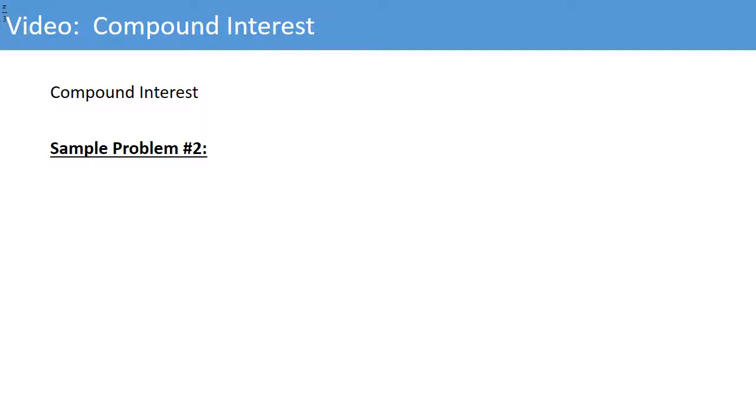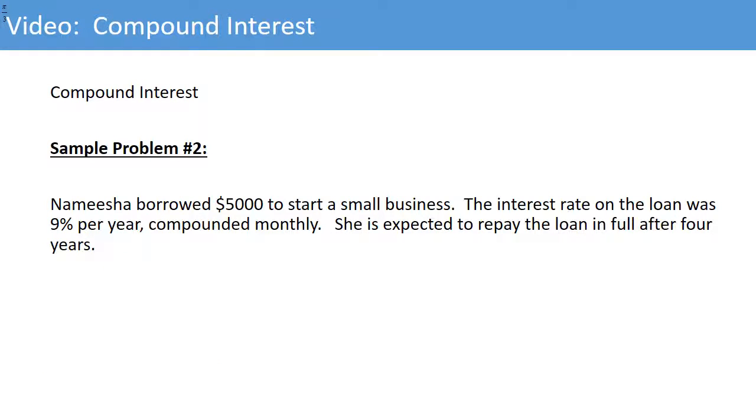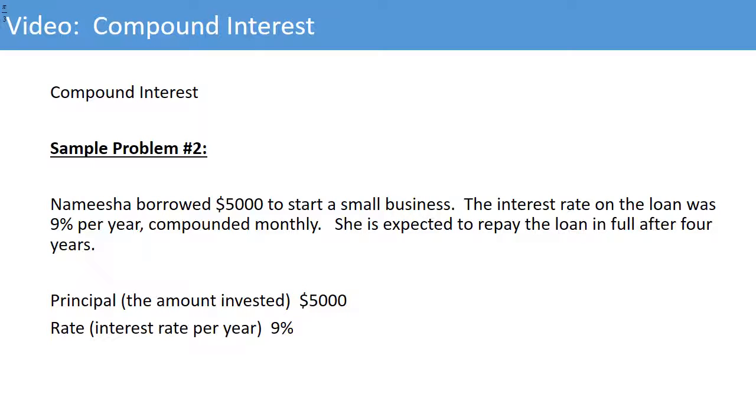Now, let's look at a second question. Namisha borrowed $5,000 to start a small business. The interest rate on the loan was 9% per year, compounded monthly. She is expected to repay the loan in full after 4 years. The principal amount is $5,000. The rate is 9%. The term is 4 years.